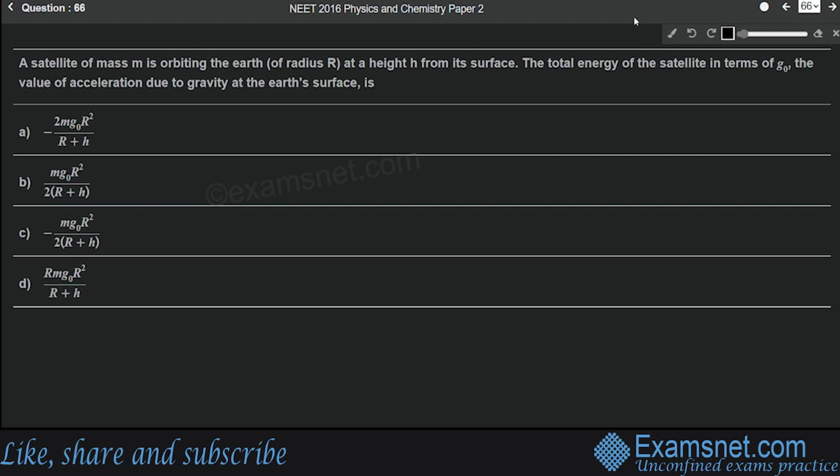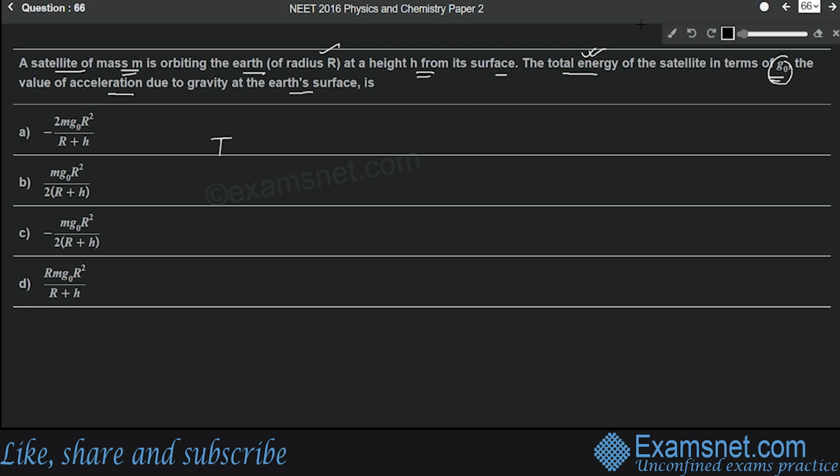Question number 66 is again from the chapter Gravitation, and the question is: a satellite of mass m is orbiting the earth of radius r at a height h from its surface. The total energy of the satellite in terms of g naught, the value of acceleration due to gravity at the earth's surface, is. Okay, so we have to find the total energy of the satellite in terms of acceleration due to gravity, that is g naught.